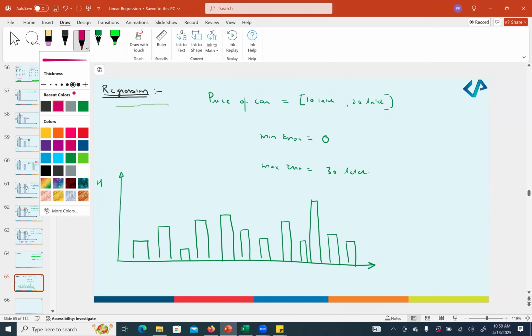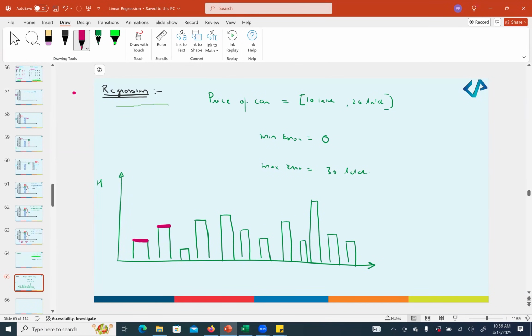The best I can predict is that whatever their height was, I was able to predict exactly the same. This is the best which can happen. For each individual, I'm able to predict the height as it is, right? This is customer 1, customer 2, of whom I'm trying to predict the height. Whatever the height was, I was able to exactly predict that.